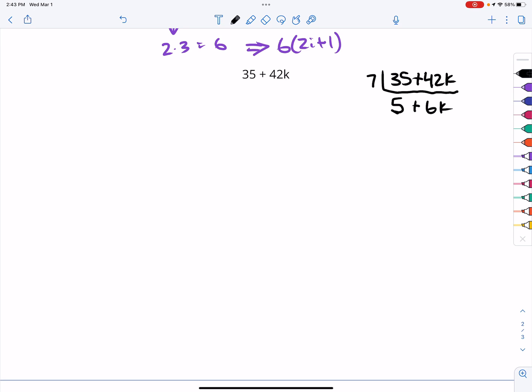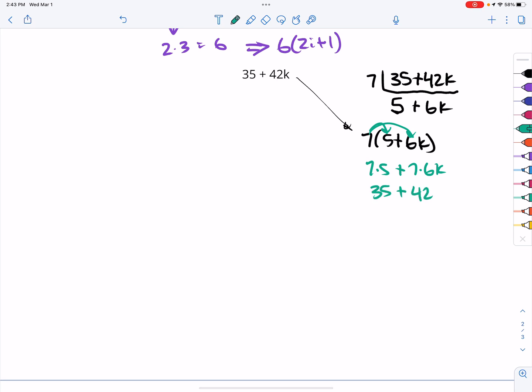So really, what I have here is 7 times 5 plus 6k is going to equal 35 plus 42k. And again, I will check that real fast. 7 times 5 plus 7 times 6k. 7 times 5 is 35. 7 times 6 is 42, and that's k. So when I checked myself, this does seem to work out.